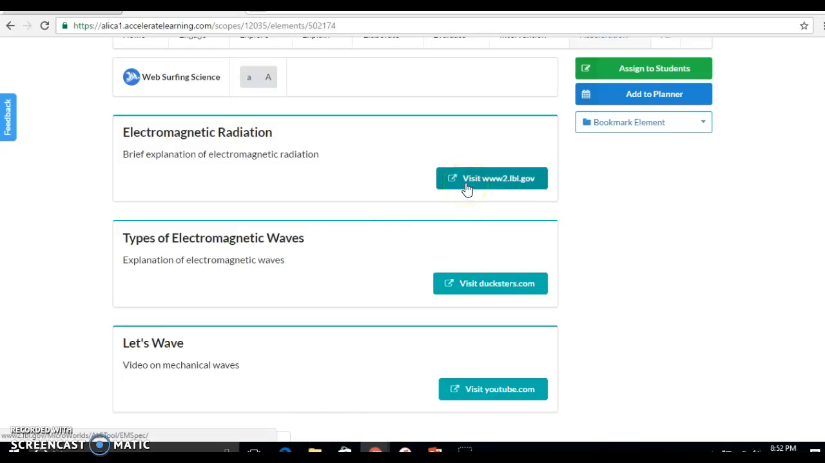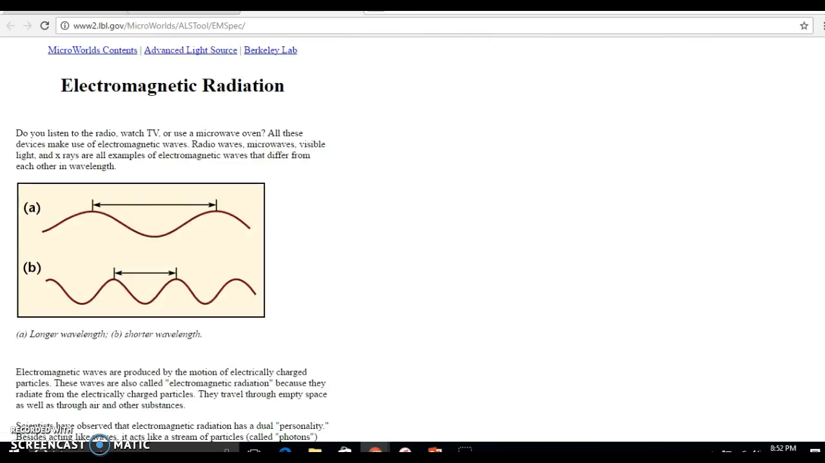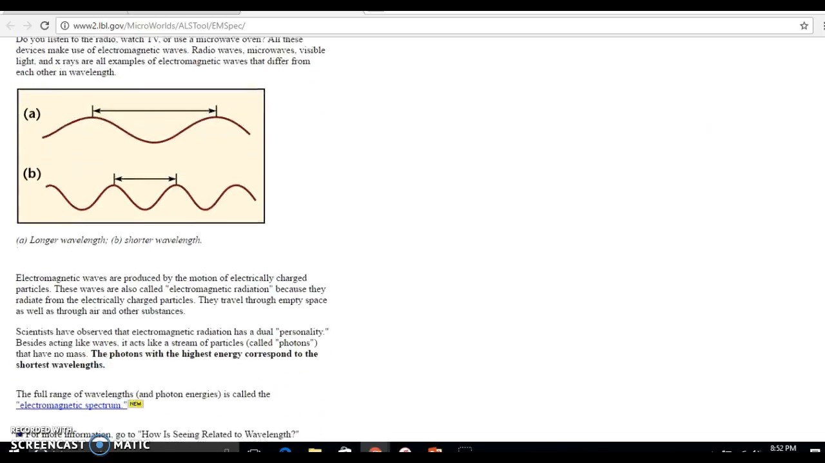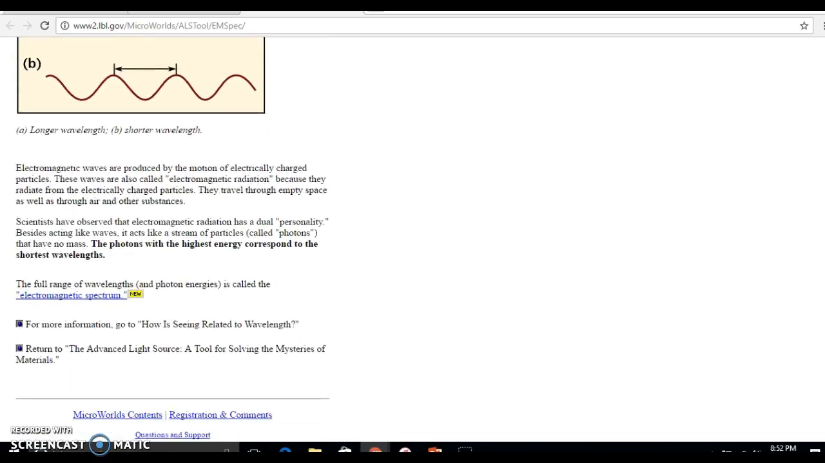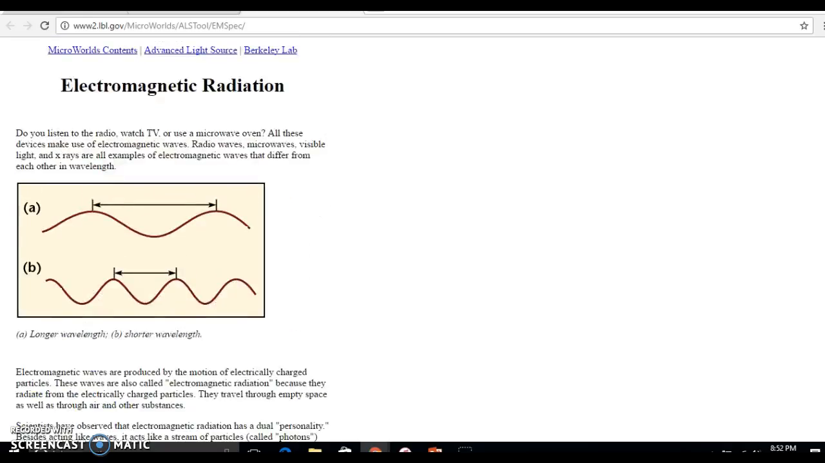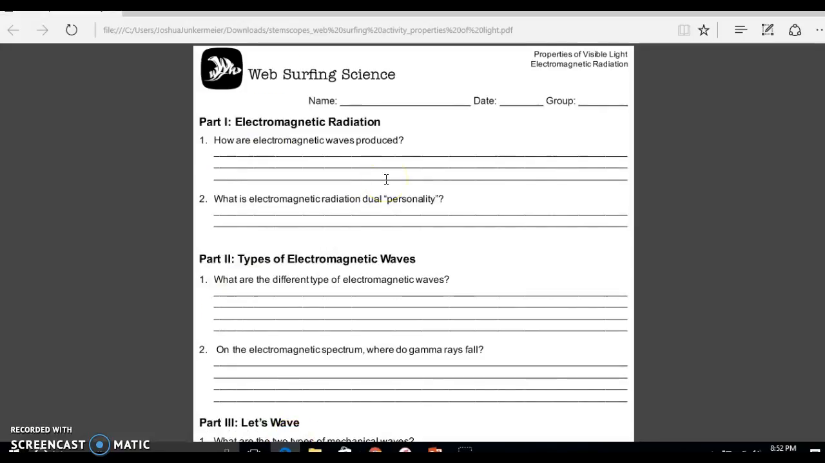If you click on this, what should we do with it? What's the information? Let's click on this first one. You can see here's the website, and it gives us a graphic and some information. We have some stuff that we could click on. We read through this information, and our responses are based on a worksheet you can type into on your STEM scopes. It says, based on this website, how are electromagnetic waves produced? What is electromagnetic radiation? Dual personality. They talk about both of these topics in that website.